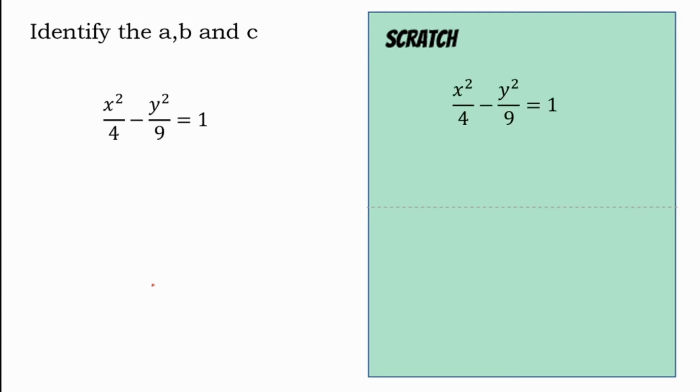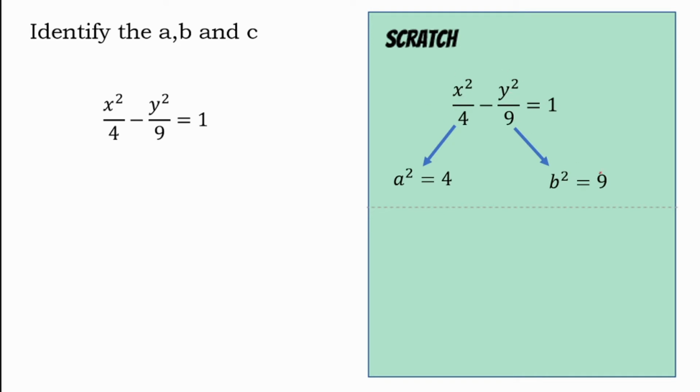So we're going to take this standard form, and look at the denominators. Now we already identified that a squared is equal to 4 and b squared is equal to 9. I want you to take note that the positions of a squared and b squared are fixed. Our a squared is on the left and our b squared is on the right. What changes position here are the x squared and y squared, the ones in the numerator.